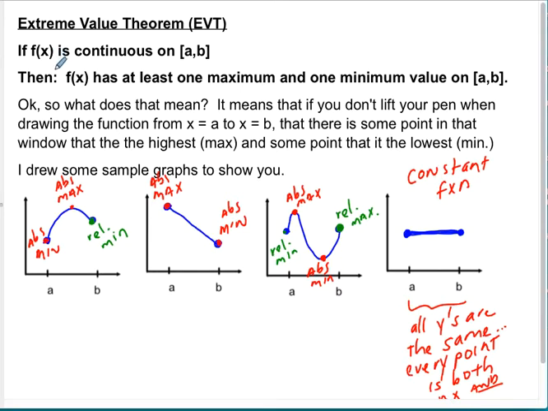If f of x is continuous on the closed interval from a to b, then f of x has at least one maximum and one minimum value on [a, b] somewhere. Okay, so what does this mean? And this is the EVT, the extreme value theorem.